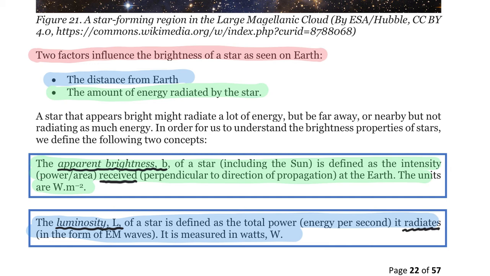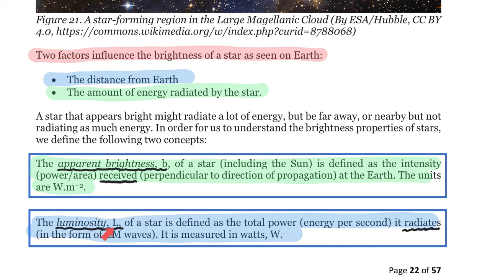So in order for us to understand the brightness properties of stars, we need to define two concepts. The first one is the apparent brightness, for which we are going to use the symbol B of a star. This is defined as the intensity, or the power per unit area, received perpendicular to the direction of propagation at the Earth. The units: power is measured in watts, area in square meters, so it's watts per square meter.